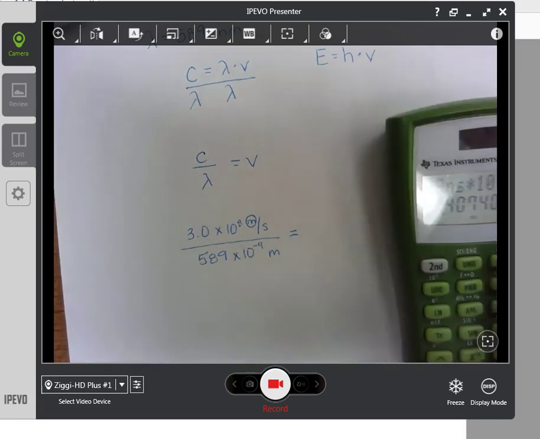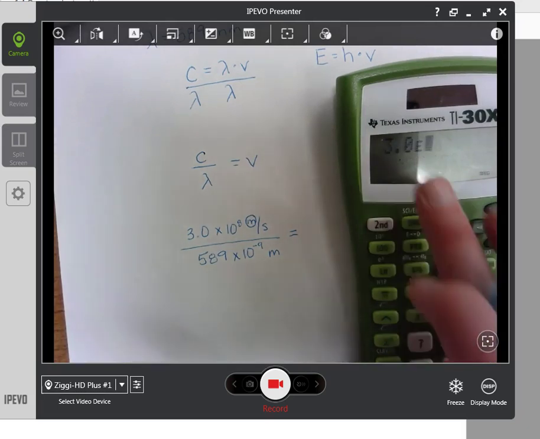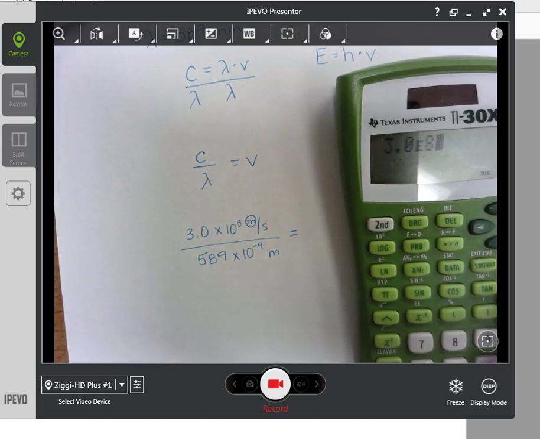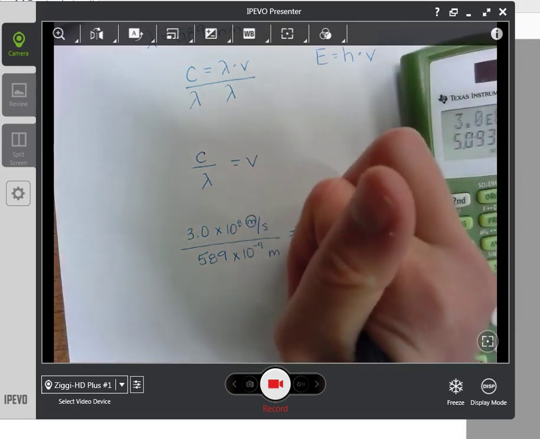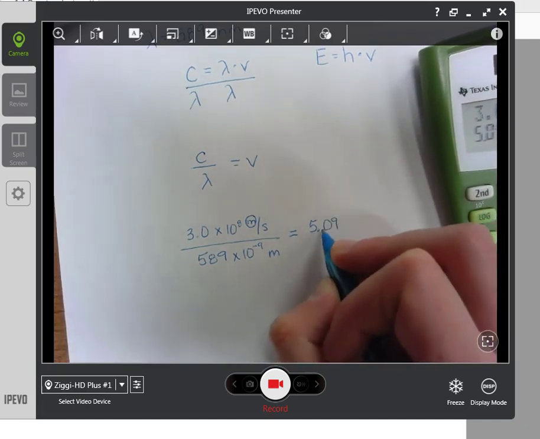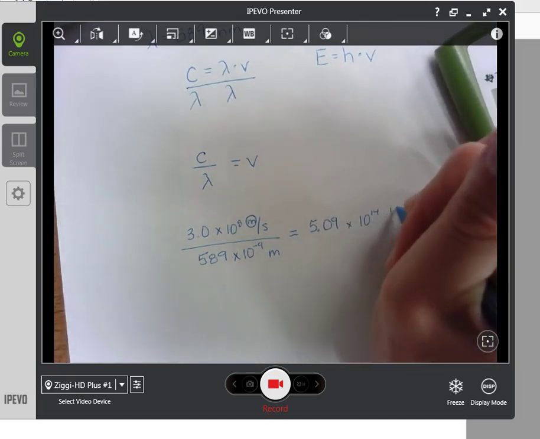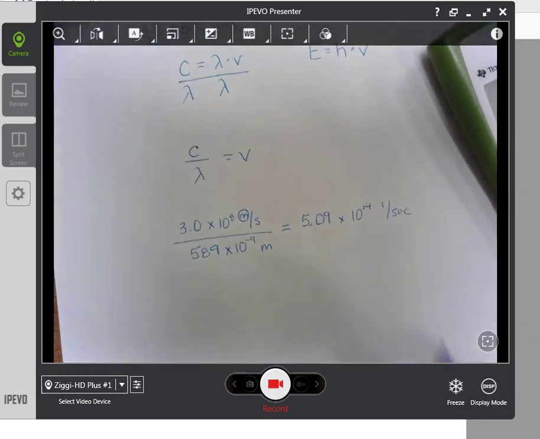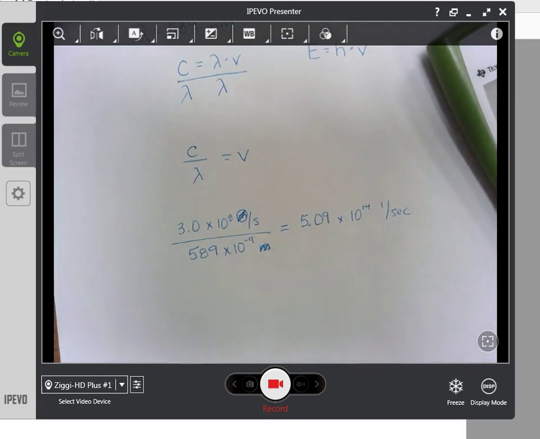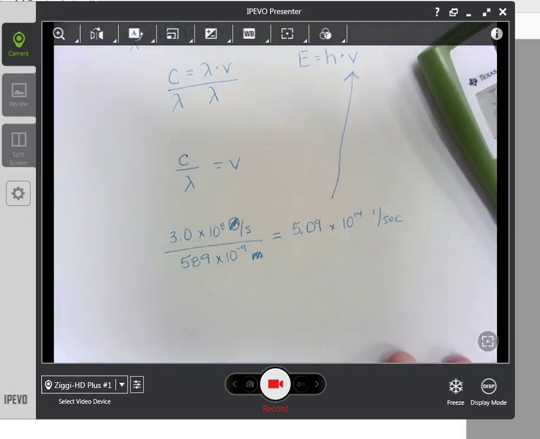Recall on our calculator how to use scientific notation. 3.0, and then we do EE for the exponent, 8 divided by 589, exponent, negative 9. And my calculator says that that is 5.09, that's 3 digits, times 10 to the 14th, 1/s is the unit, because these meters can cancel. So that is my v, and I'm going to plug that in to my energy equation.